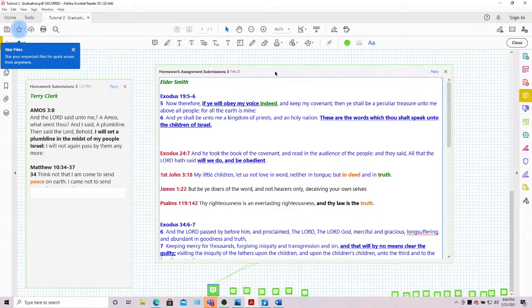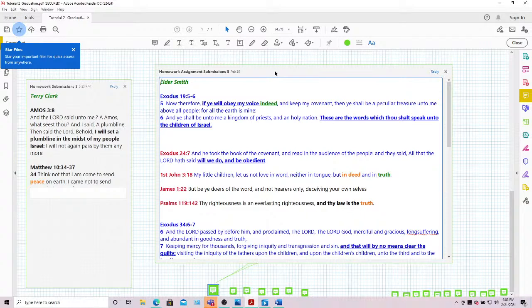So Elder Smith, he also used the Preceptor just the same way that Sister Brown did, laid out his subject line, his remarks line, and also the clarification line, and he used all of his rows accordingly, and he did a good job too. And he went back, took us way back to Exodus chapter 19, verse 5 and 6 with the covenant.